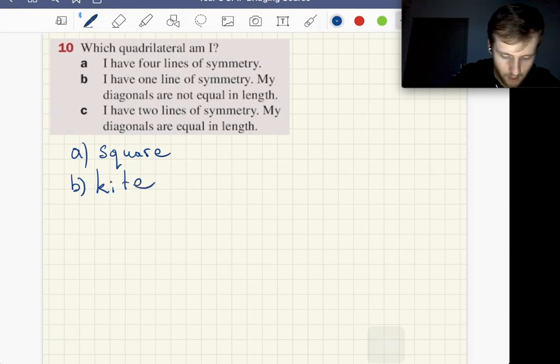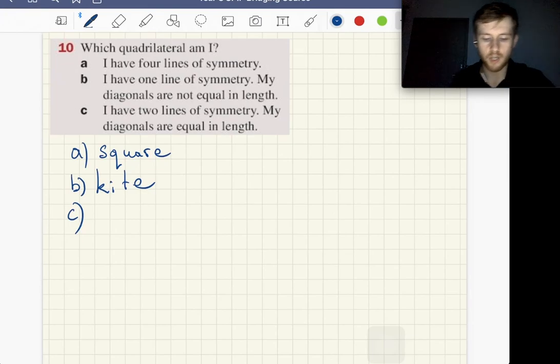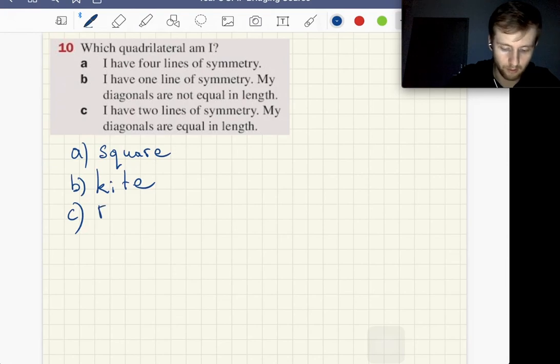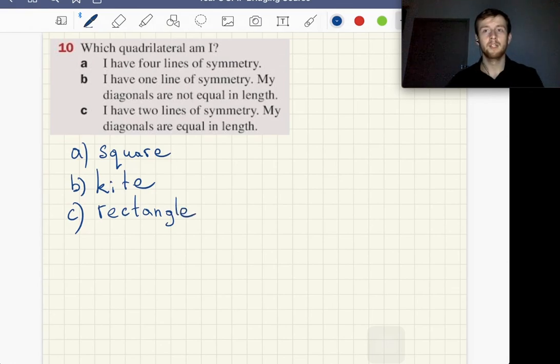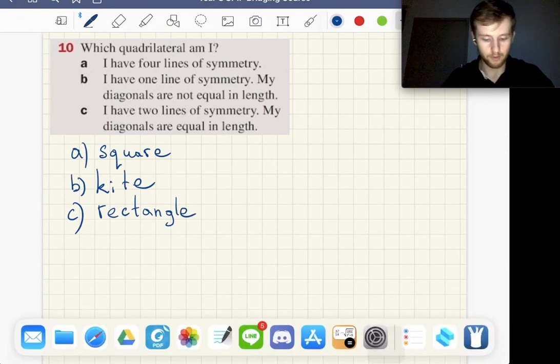And in C, I have 2 lines of symmetry. My diagonals are equal in length. I think this is a rectangle. I have 2 lines of symmetry. My diagonals are equal. Yes, this is definitely a rectangle. But I feel like there should be some other shape which also has these properties. So you guys can try this if you want to. It'll be a challenge for you. This is a rectangle. Okay, so this was number 10.